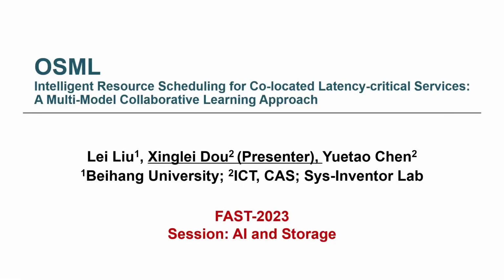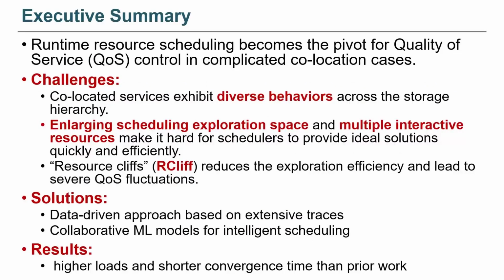Hello everyone, I'm Xinglei. I will present our work, OSML: Intelligent Resource Scheduling for Co-located Latency Critical Services, a multimodal collaborative learning approach. Resource contention may occur when multiple applications are co-located on a server. Runtime resource scheduling is the pivot for QoS control in these complicated co-location cases.